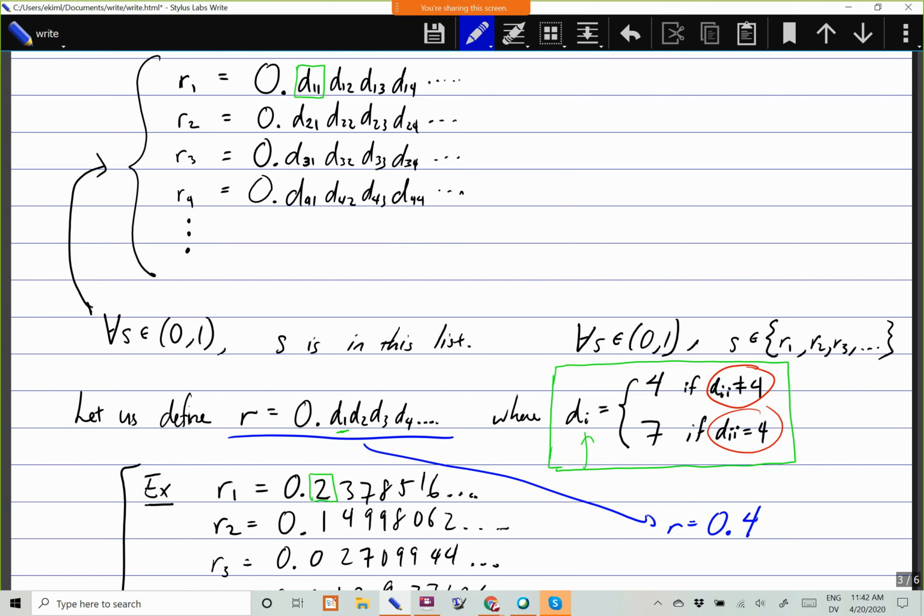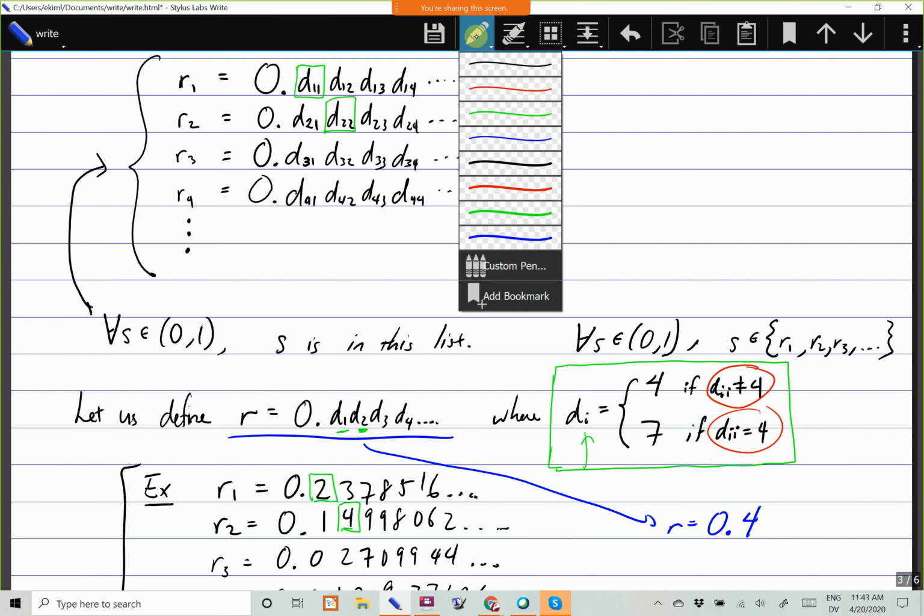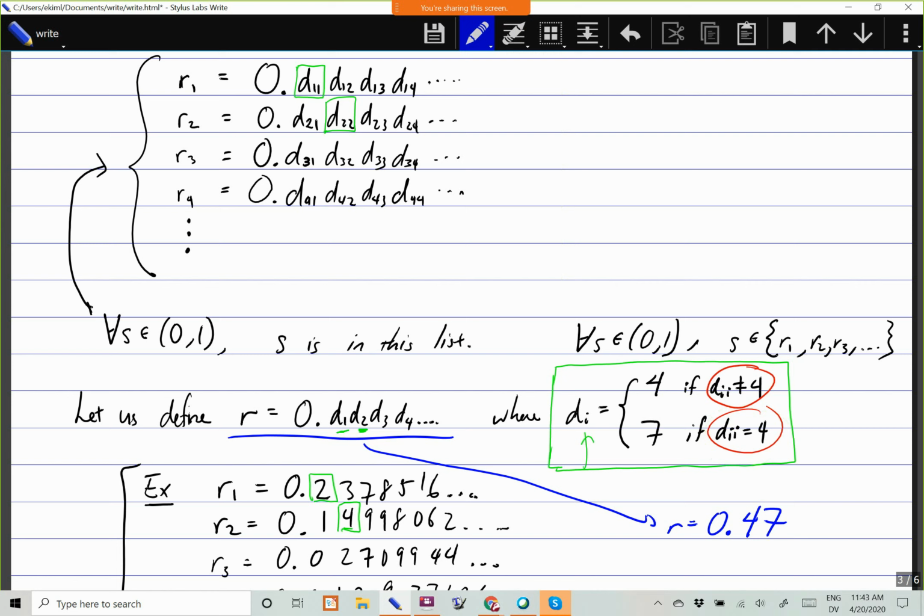Now, what about the next entry here? It's d sub 2. So go back to the green box and plug in I is 2. So d sub 2 is either a 4 or a 7, and that depends on what d sub 22 is. Well, d sub 22 is the second digit after the decimal place in the second real number. In my example that second digit is a 4. When you have a 4, you follow the second piece of this rule, and d sub 2 is a 7. So put a 7 there.